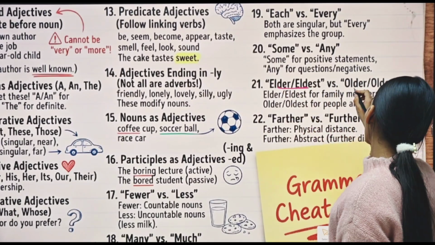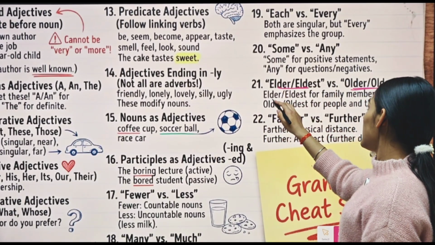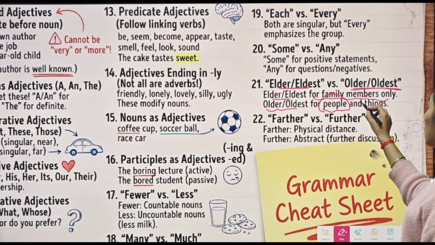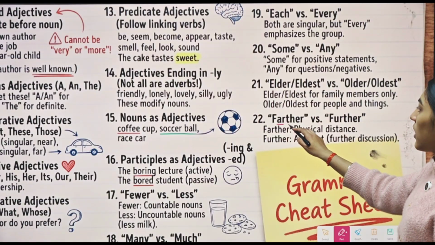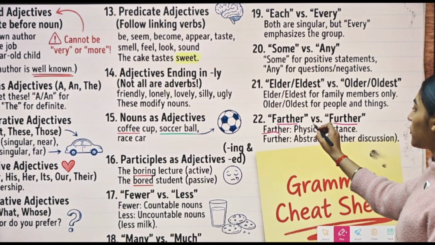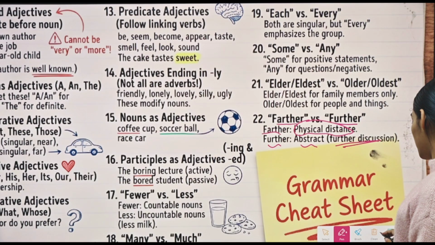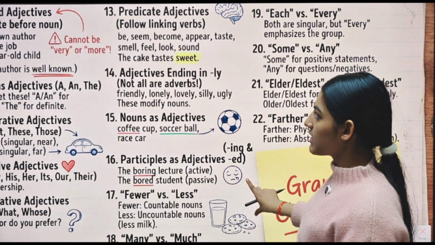Elder or eldest versus older, oldest. Elder is for family members only, and older or oldest for people or things. Then we have farther versus further. Farther is physical distance and further is abstract, like further discussion. So in the next video we will see them in detail.